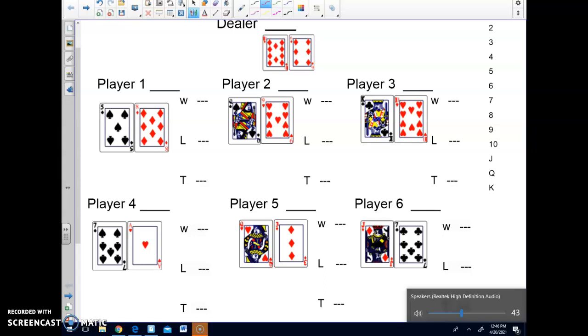Guys, we're going to review the probability lesson I was doing using Blackjack. All right, so our first step, we're going to record the scores of the hand.